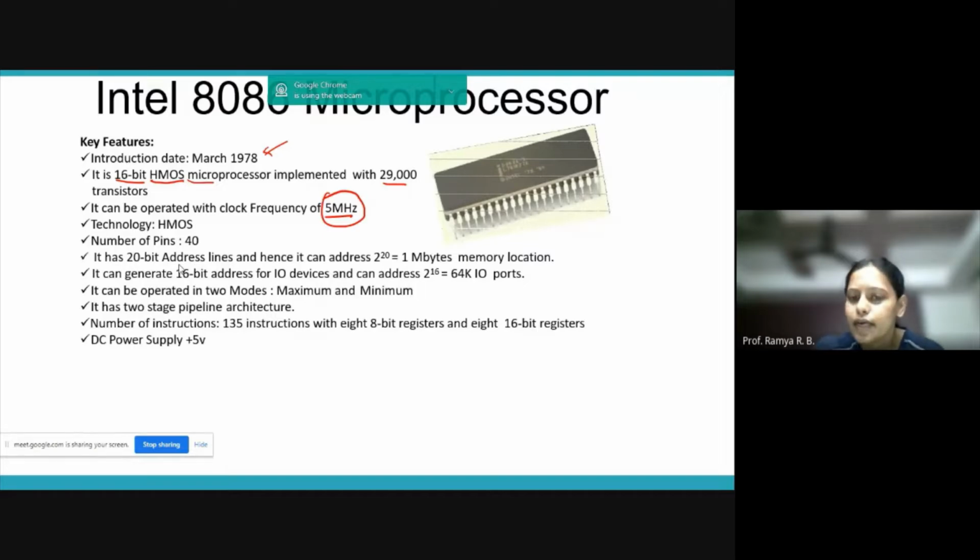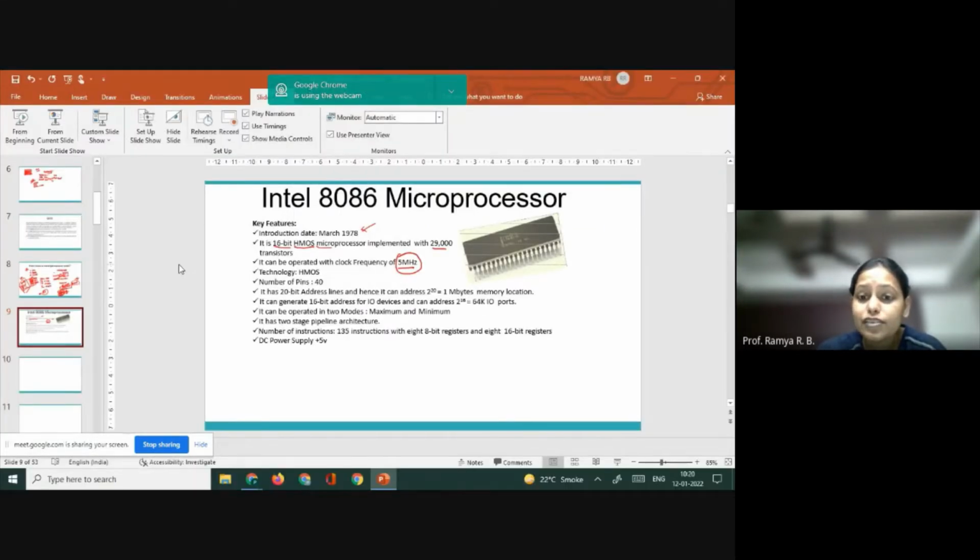Can somebody tell me, if 8086 can address 1 MB memory location, what would be the range of memory addresses? It can access 1 MB memory, so what would be the range of memory addresses? Does anybody know how to calculate the range of memory addresses?